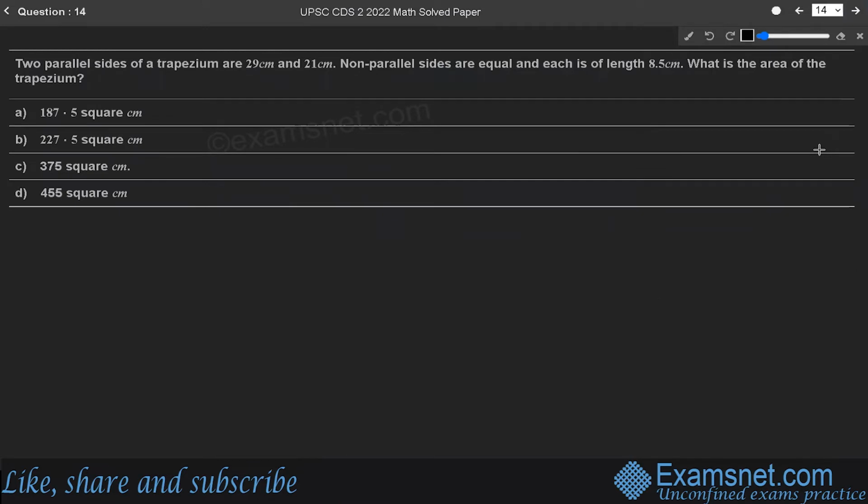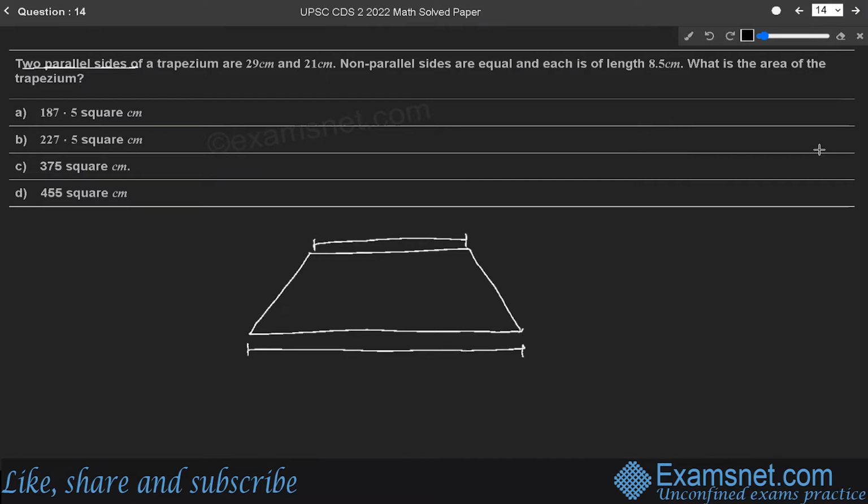Next question is, two parallel sides of a trapezium are 29 centimeter and 21 centimeter. So first let us make a trapezium. Let this be the trapezium. It is given in the question that two parallel sides, parallel sides is this side and this side. The measures are given, which is 29 and 21. So let the small side be 21 and let the big side be 29 centimeter. Non-parallel sides are equal and each is of length 8.5.